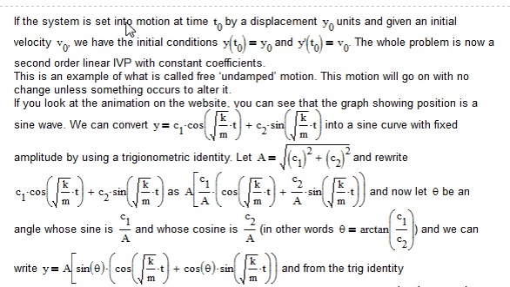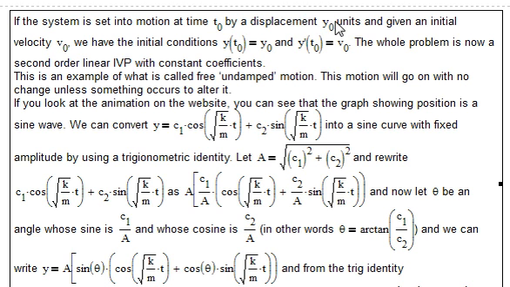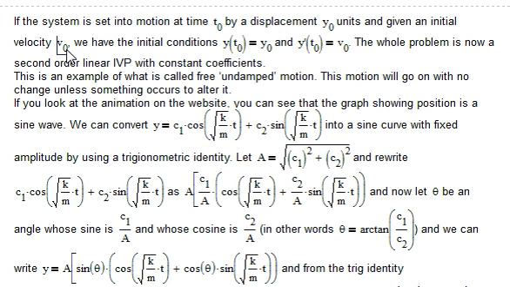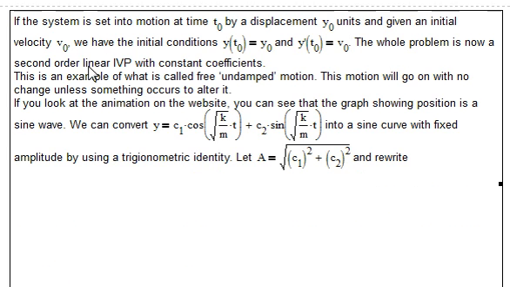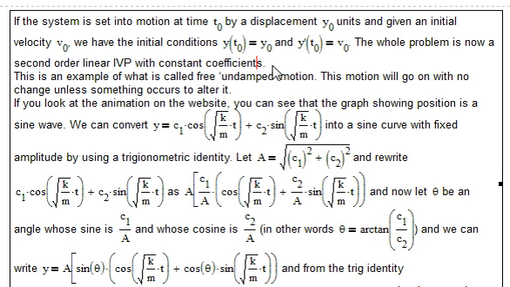So, if the system is set into motion at time t0 by a displacement y0 units, and given an initial velocity v0, in other words, if we pull the spring down and then throw it upwards or pull it down further, we have initial conditions. y at t0 is y0, the displacement, and y prime of t0 is the initial velocity that we give as an impetus to this object.